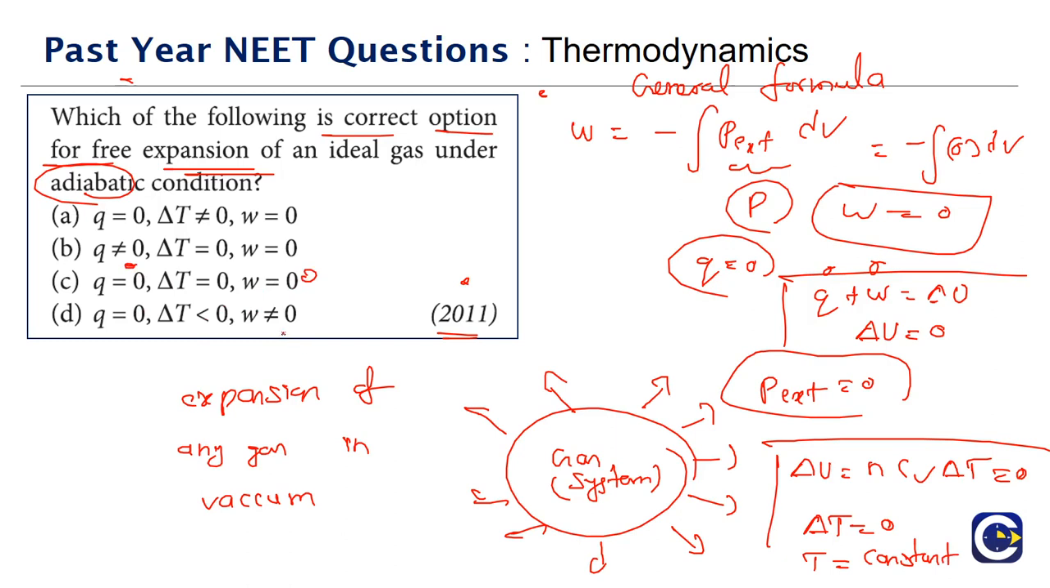Since Q is 0 and W is 0, delta U must be 0, which means, because the delta U formula is what? Delta U is equal to nCv delta T. Okay, so delta U 0 means delta T also will be 0. So what is the correct answer for this? It is option C.